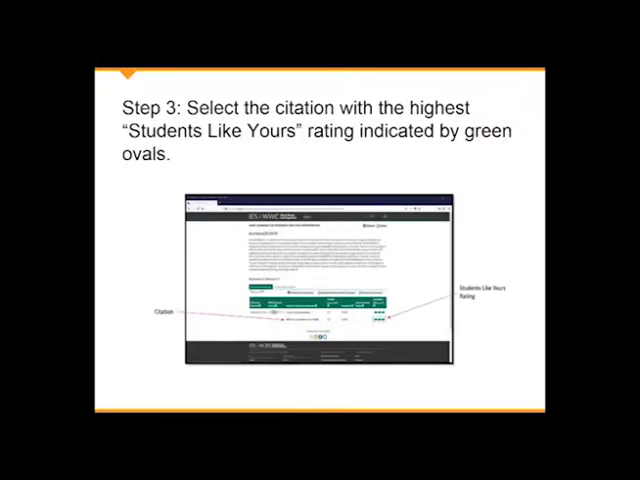Step 3, you'll select the citation with the highest students like yours rating indicated by the green ovals.